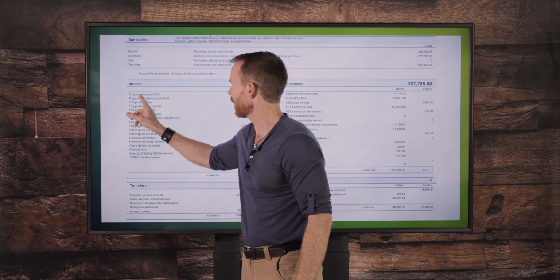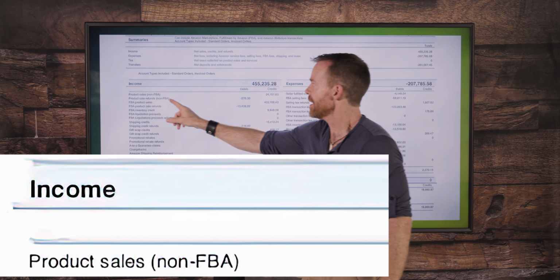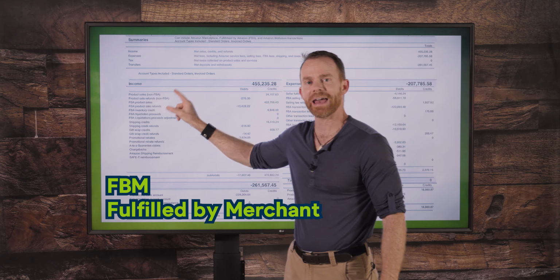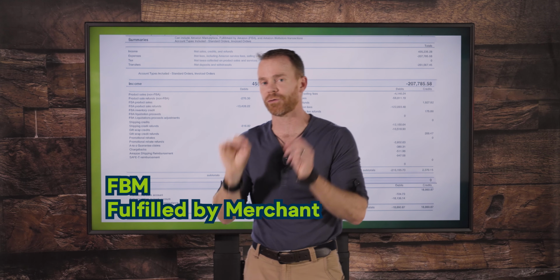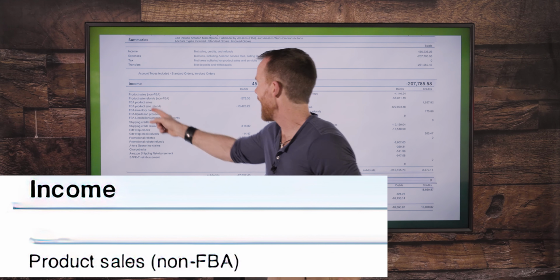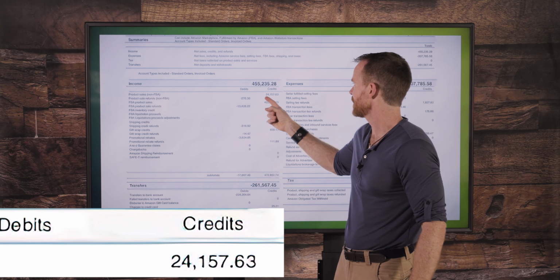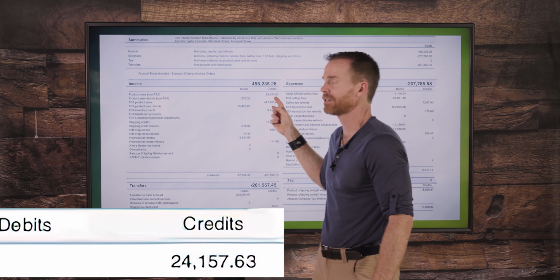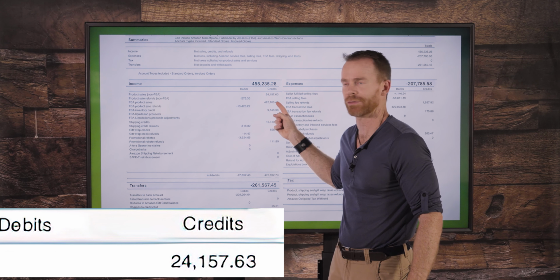First of all, product sales, non-FBA. This is referring to FBM sales. Every time you are fulfilling your order and you get a sale, that is revenue. And here you can see it's $24,157.63 on one of our Amazon stores.